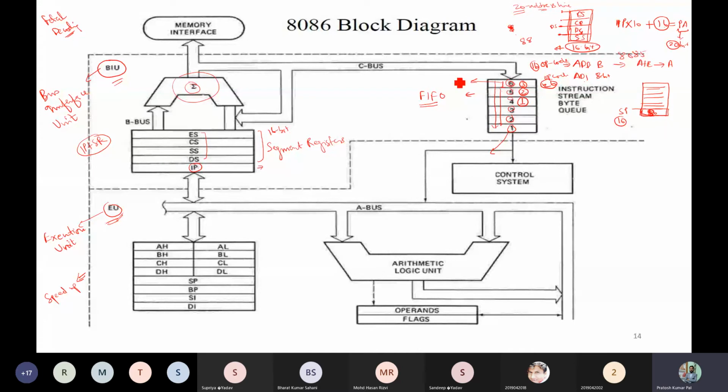But one of the disadvantages of this queue is that if we are performing a call operation or a subroutine operation, then when a call instruction is there with a 16-bit location, what we do is store the next instruction location from the instruction pointer into the stack, and then the call goes to this location.